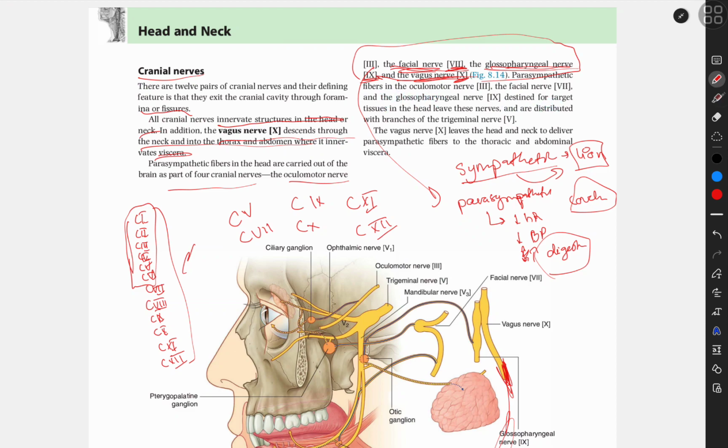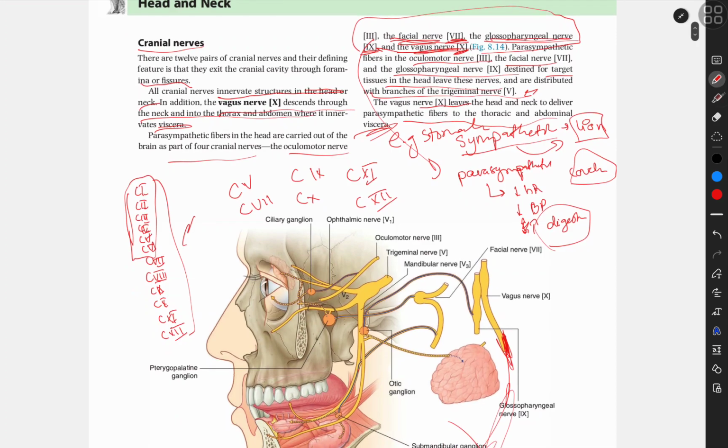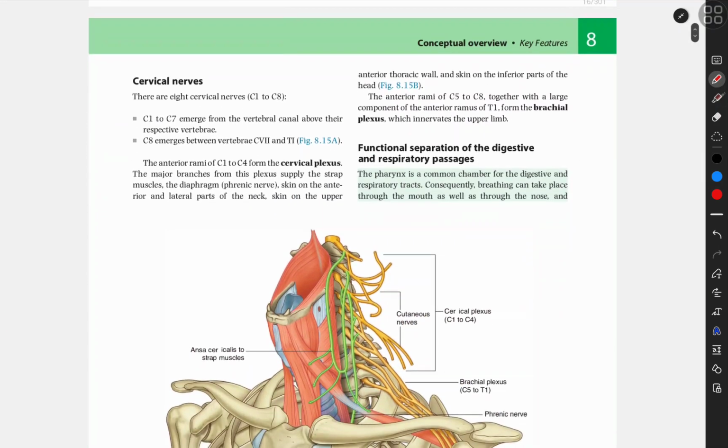Parasympathetic fibers in the oculomotor nerve, the facial nerve, and glossopharyngeal nerve are destined for tissues in the head. They leave these structures and are distributed with branches of the trigeminal nerve 5. The vagus 10 leaves the head and neck to deliver parasympathetic fibers to the thoracic and abdominal viscera. An example is the stomach, which is also innervated by the vagus nerve.